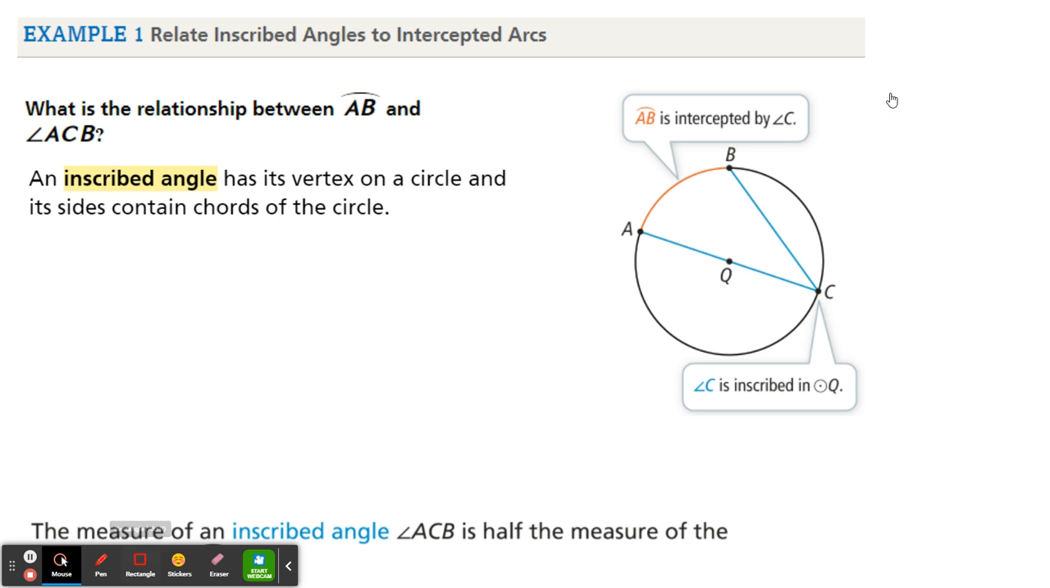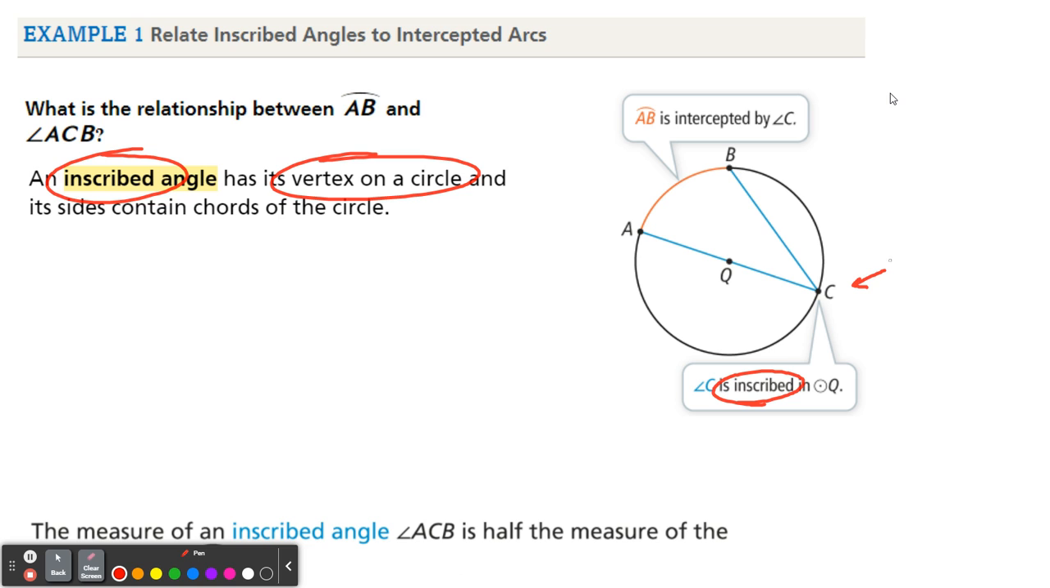All right, so it says, what is the relationship between arc AB and angle ACB? Notice angle ACB has its vertex on the circle. This is what's called an inscribed angle. An inscribed angle has its vertex on the circle. Let's try to understand how to find the measure of this angle and how it compares to arc AB. This is going to be an algebraic proof. I can't emphasize enough that the word inscribed means the vertex is on the circle.